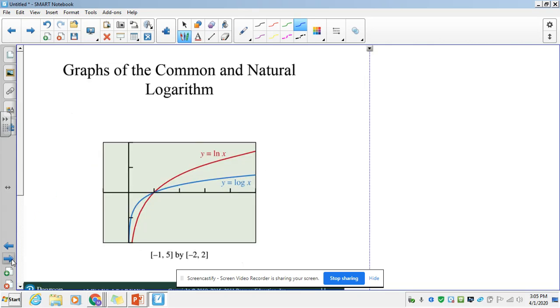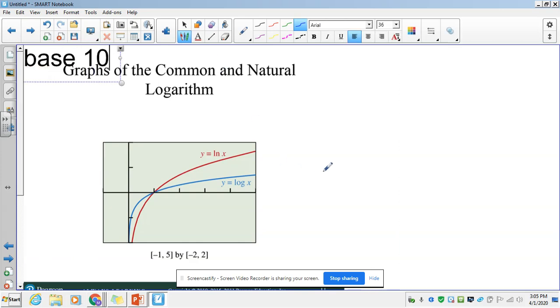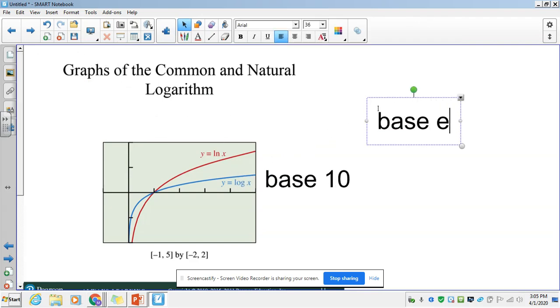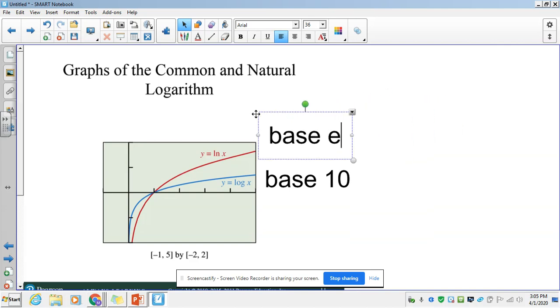Now let's look at some of the transformations. So here are your two logarithmic functions. This one is going to be base 10. Blue is your base 10. And the ln is your base e.